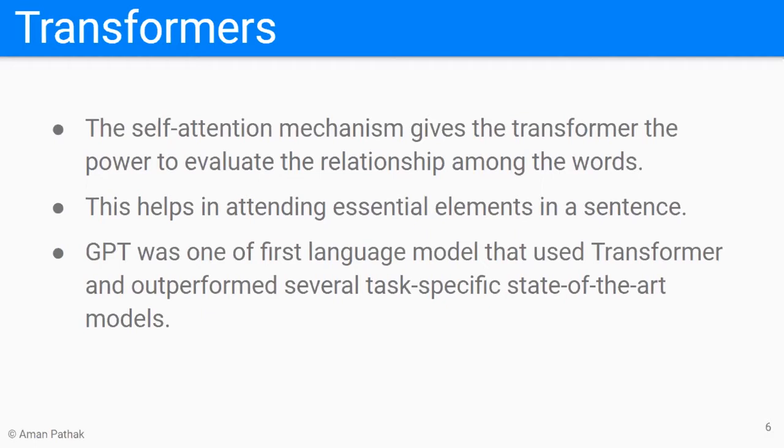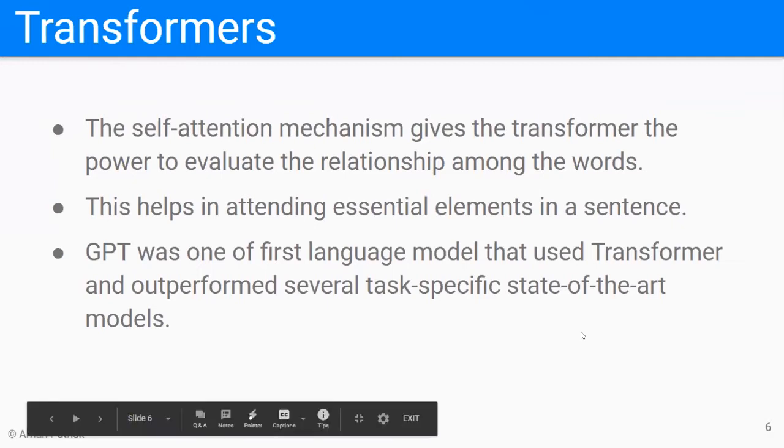The earliest implementation of the transformer architecture was GPT, which stands for Generative Pre-training Transformer. And when GPT arrived, it outperformed several task-specific state-of-the-art models which were built on LSTM. Because of this, the transformer became a conventional architecture of preference for many upcoming models.